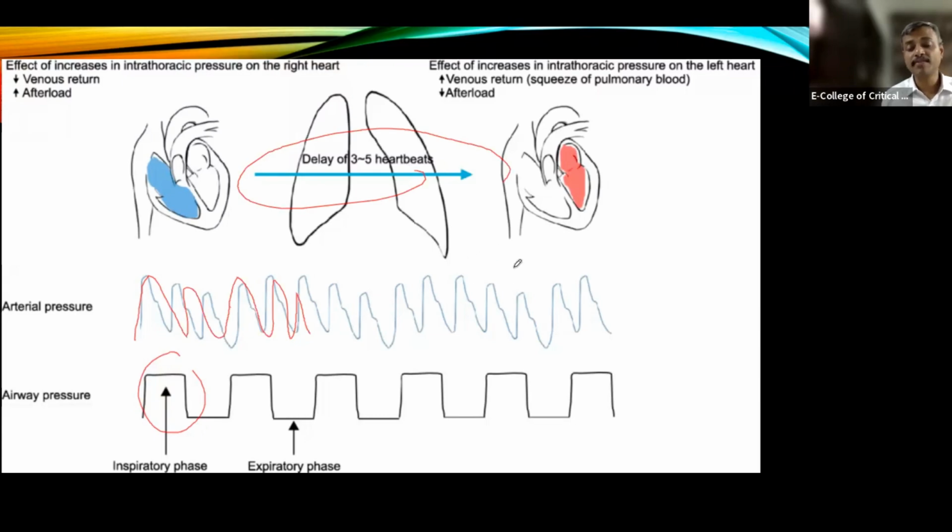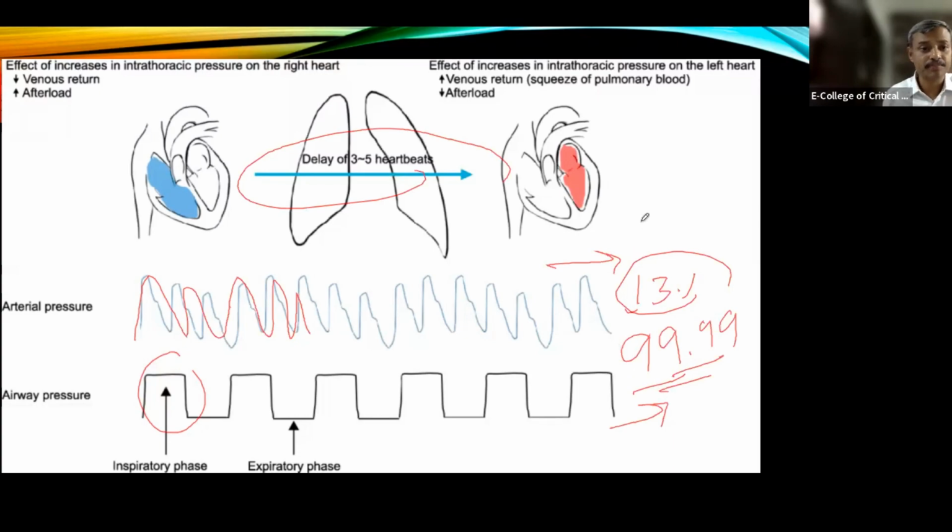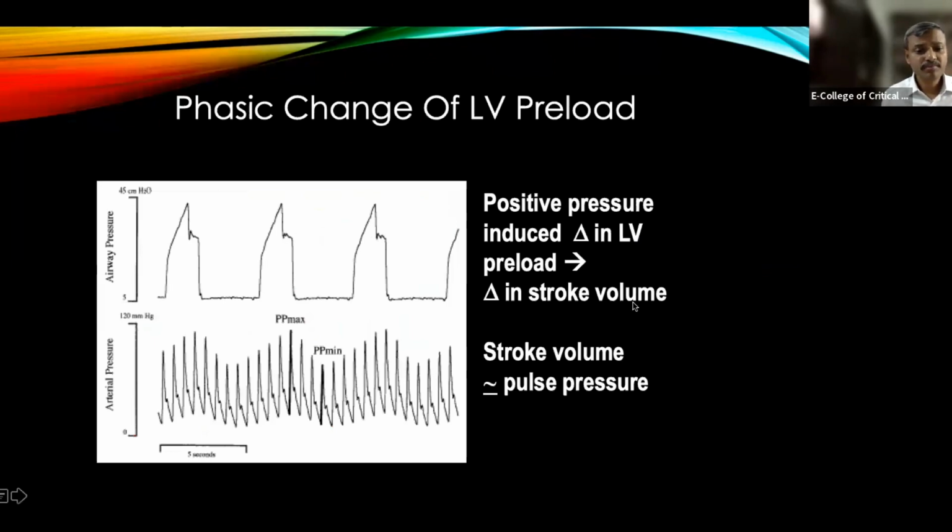So if there is a phasic variation, it means you have to give fluids. If this phasic variation is more than 13%, then 99.99% you have to give fluids if the patient is ventilated, sedated and relaxed, or well sedated. So it is one way of telling when to give fluids. This is how heart-lung interaction works here.